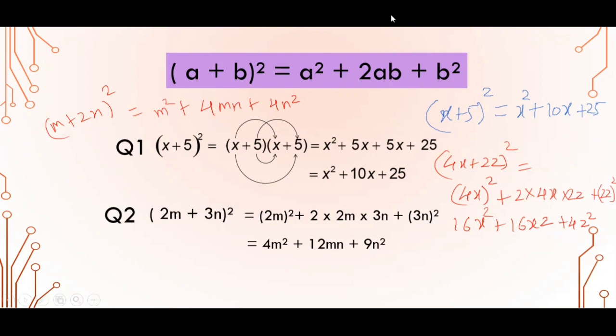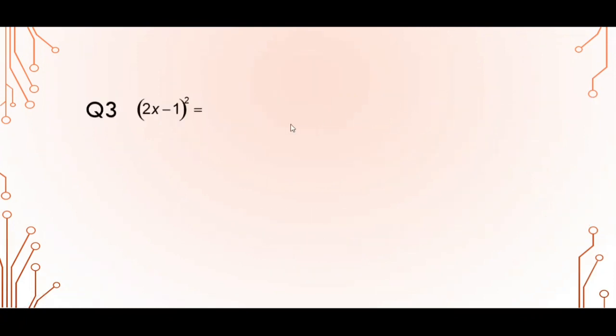With the help of identities, it becomes much easier to solve the problems. So here we start with another binomial, 2x minus 1 the whole square. Now 2x minus 1 the whole square is nothing but 2x minus 1 into 2x minus 1. So now let us multiply in the usual way, FLSL, multiplying the first by the first of the first one.